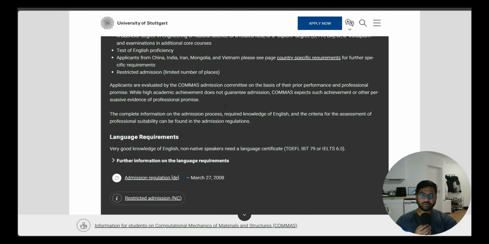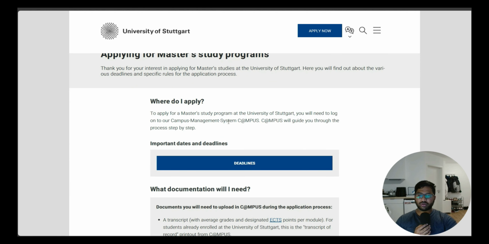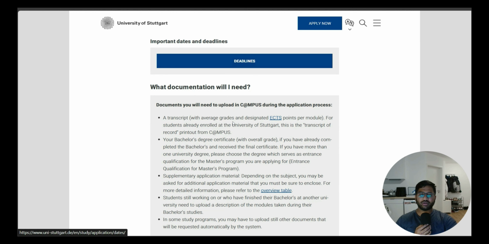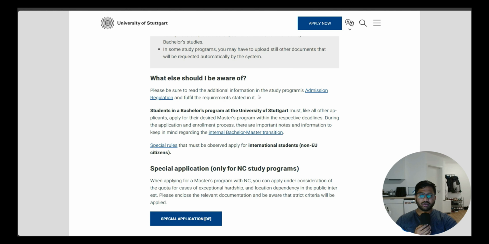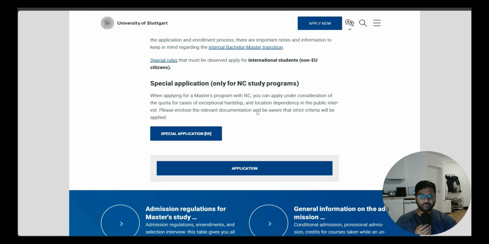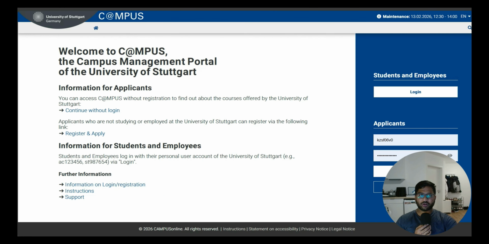Then we also went through the admission requirements, all good. Then we will directly click into the application. Once you click on application, we already know the deadline, and we already have all the information about the application, and we also have the documents. So then we click on application. Once we click on application, this will be your campus portal where we apply for this particular course.